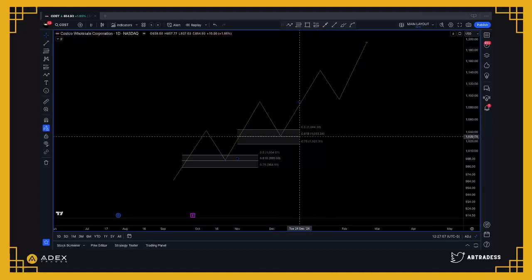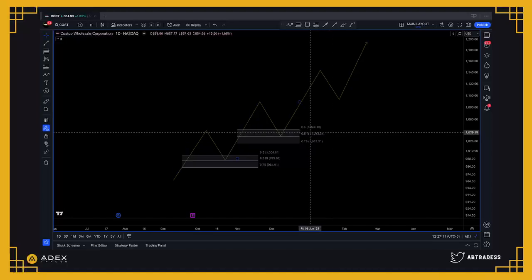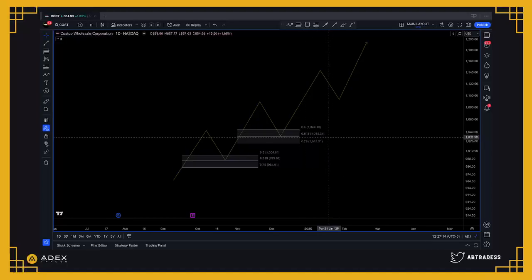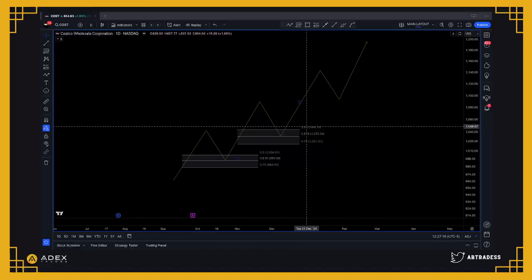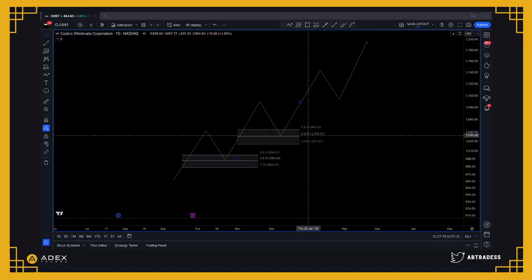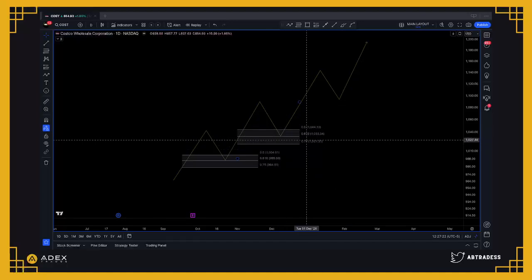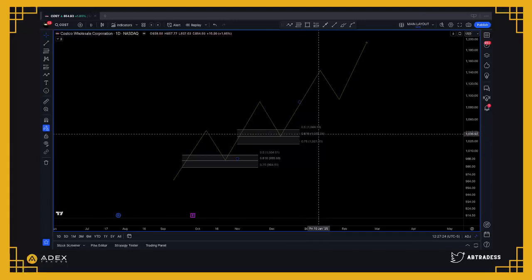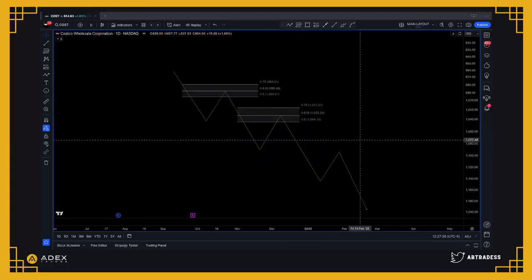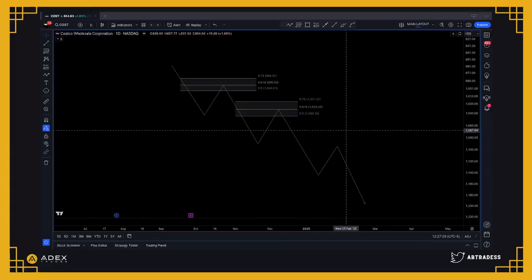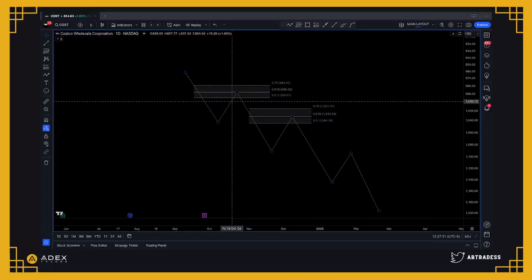I just know that the 618 carries a lot more importance than the others because this is the founding father, if you want to say, of the Fibonacci. All of your Fibonacci sequences are derived from the 618. So that's why it holds a lot more importance, because the 786, the 5 all come from that. So when I invert this, the same thing can be said when you're making the lower highs.